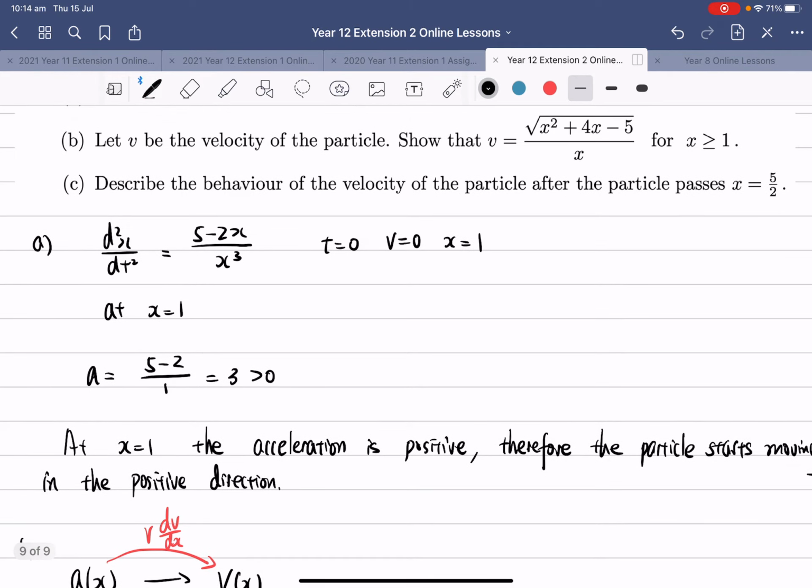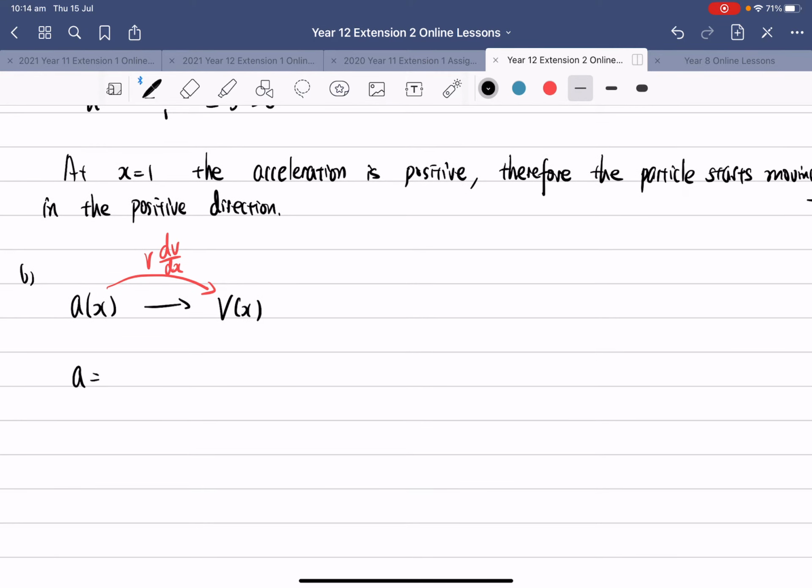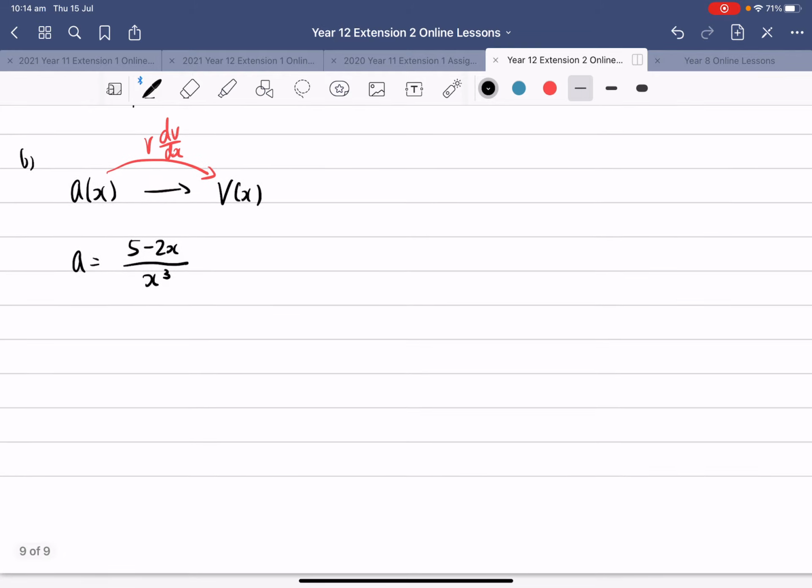So let's just write down everything we have. Acceleration is 5 minus 2x over x to the power 3. We need to find a way to actually change that into the velocity and the displacement function. So the first step to do is change the acceleration on the left hand side into v dv over dx. So now you have introducing the x and the velocity at the same time.